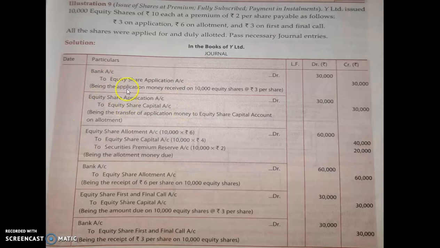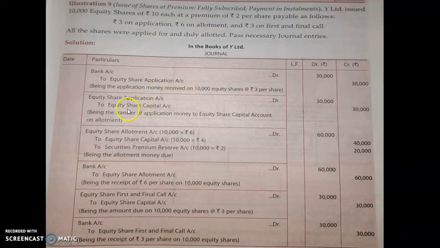The first two entries are related to application. So when you collect the application money, what is the entry? Bank account debited to equity share application account. Being the application money received on 10,000 equity shares, 10,000 is the issued shares, at the rate of rupees 3 per share. 3 rupees is the amount which you are going to collect at the time of application. 10,000 into 3, that will give you 30,000.